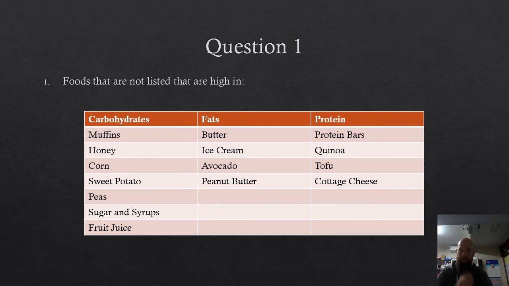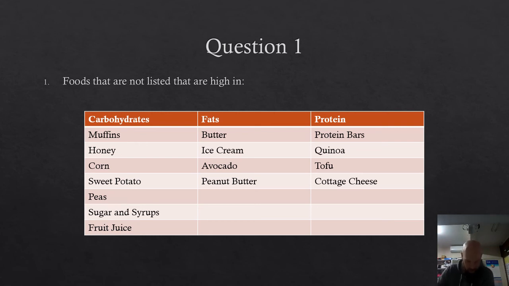Acceptable answers would have been something like muffins, honey, corn, sweet potato, peas, sugar and syrups, and fruit juice for carbohydrates. Perhaps for fats, butter, ice cream, avocado, peanut butter. These aren't an exhaustive list, so if you can think of others, then as long as they meet those 3 macronutrients criteria, then that's fine too. And protein, you could have protein bars, quinoa, or as it's properly called, quinoa, tofu, and cottage cheese. They would all be acceptable answers.